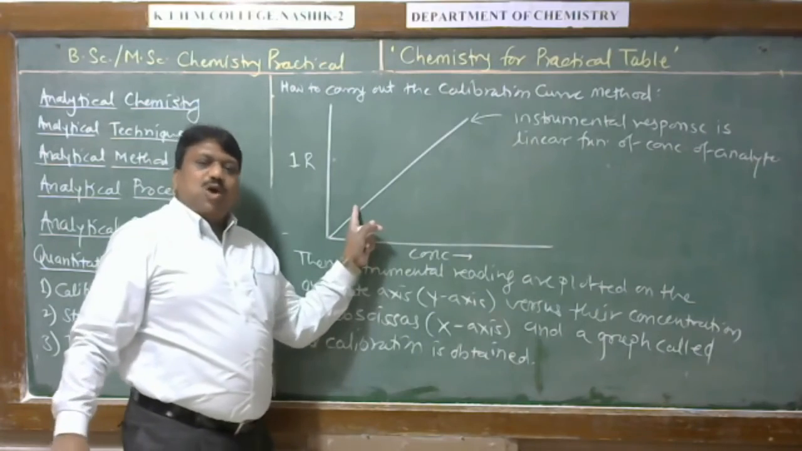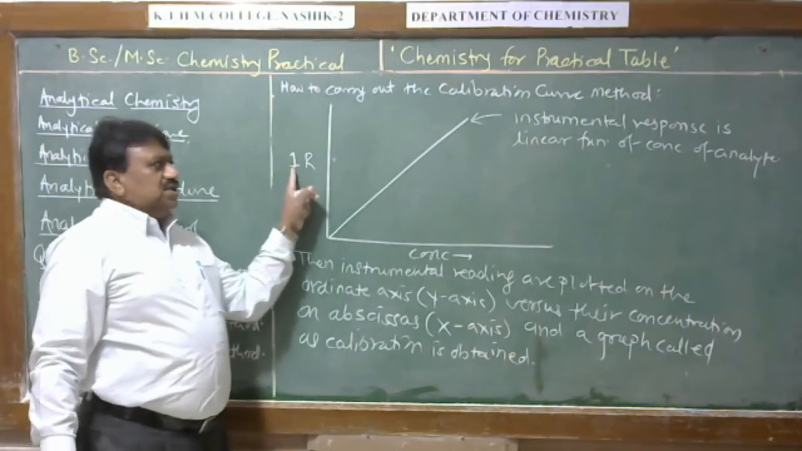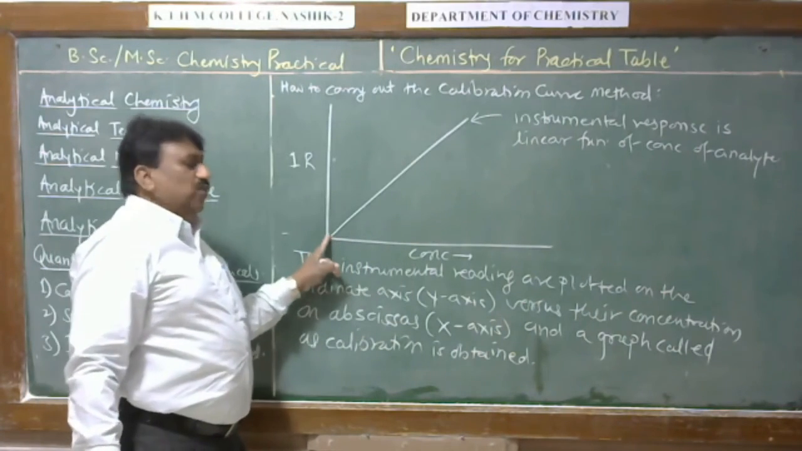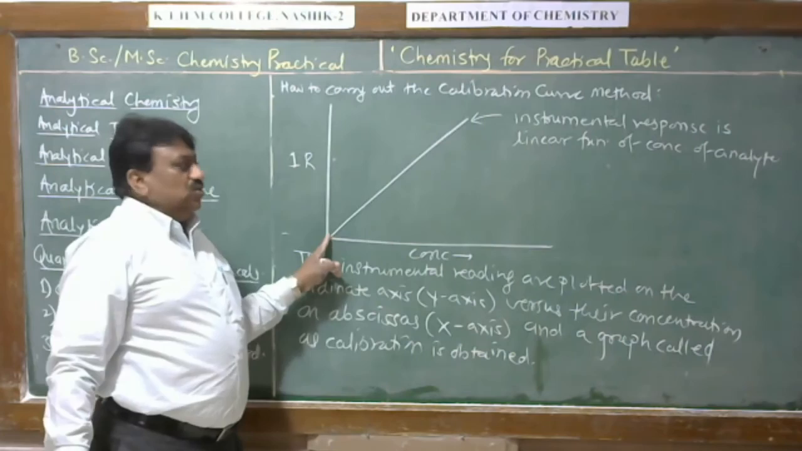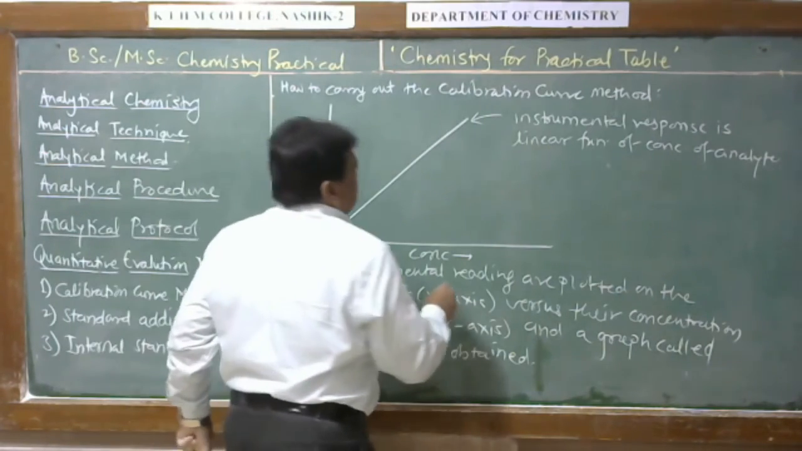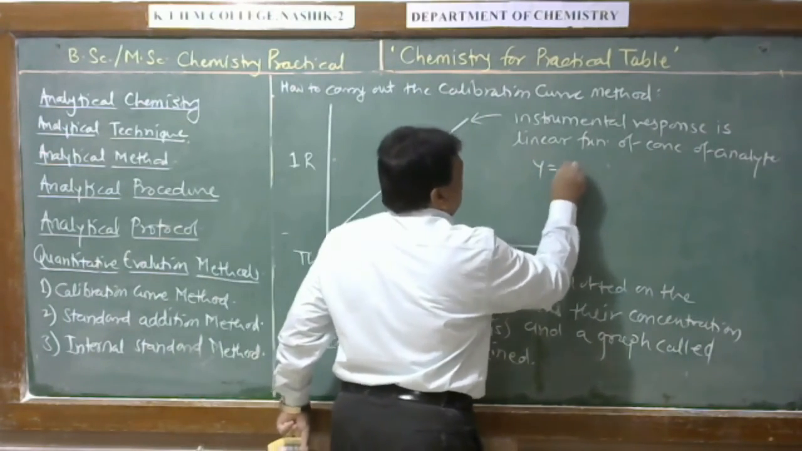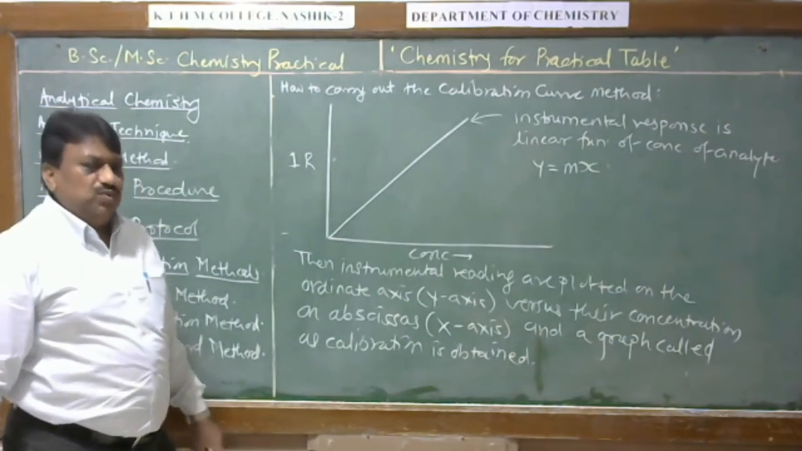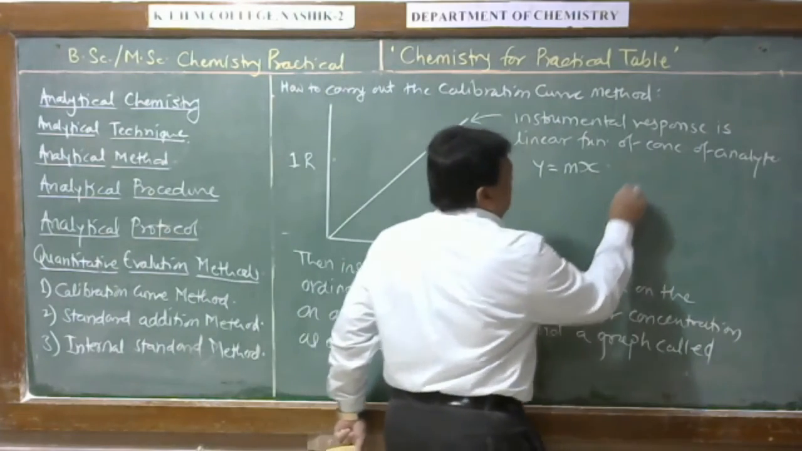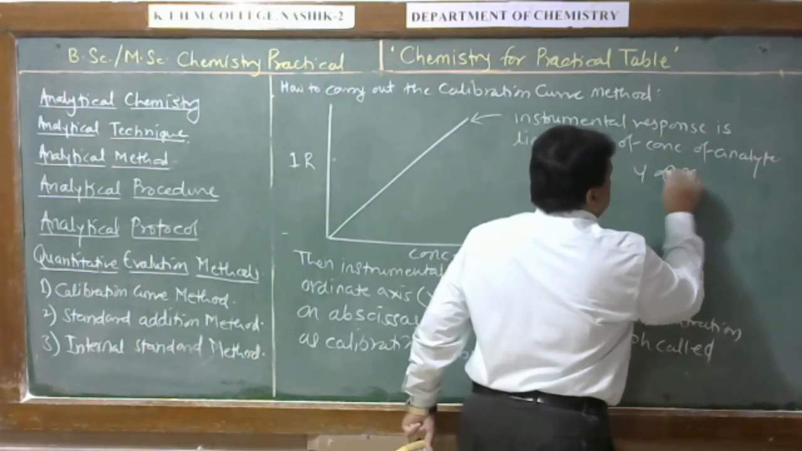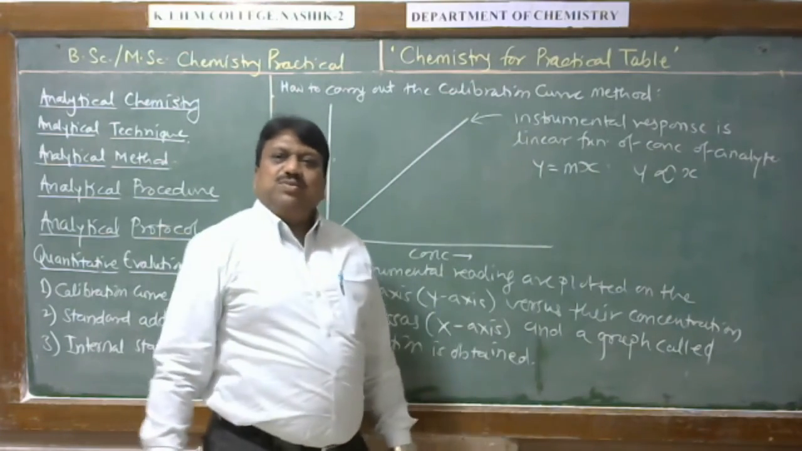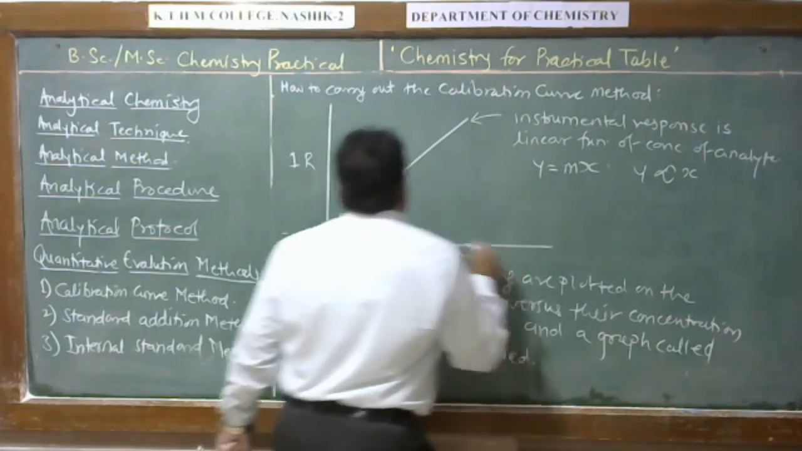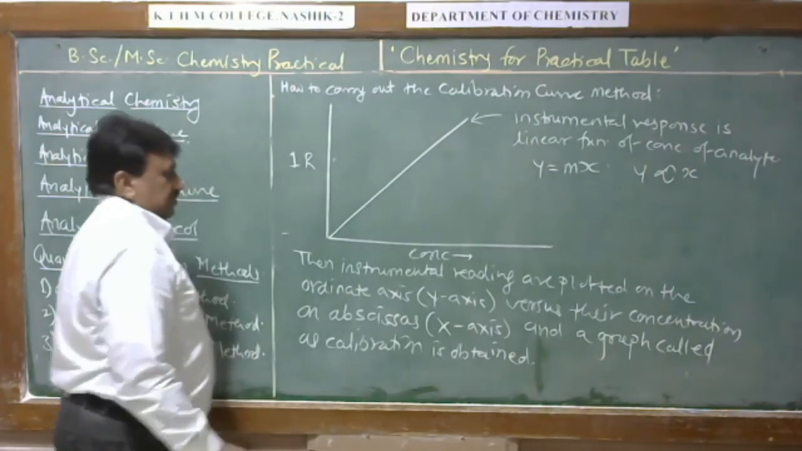Here the instrument is properly calibrated and it shows its response as a linear function of concentration of analyte if we have a straight line passing through the origin. This straight line means y is equal to mx. That is an equation of straight line passing through the origin. This equation indicates that y is directly proportional to x. That means instrumental reading is directly proportional to concentration of analyte. And therefore we have a straight line passing through the origin.